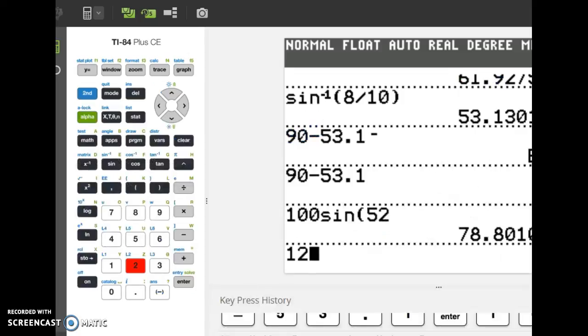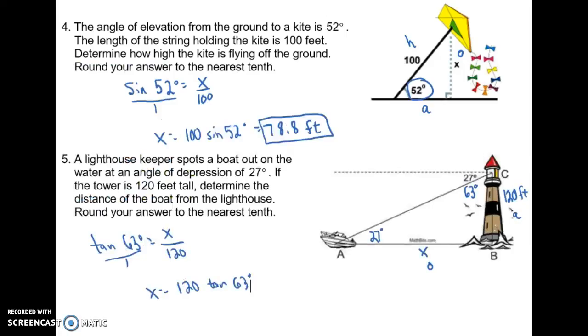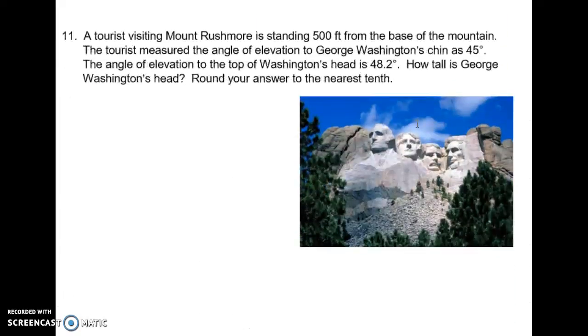All right, let's type it in the calculator. 120 tangent 63, 235.5 feet. So that's some basic trig in context. Let's do a more complicated one involving Mount Rushmore and George Washington's head.